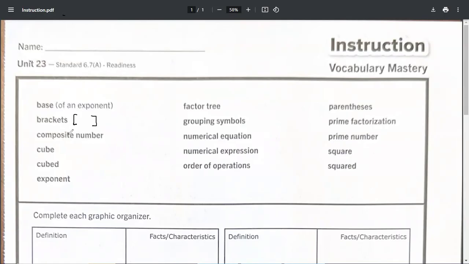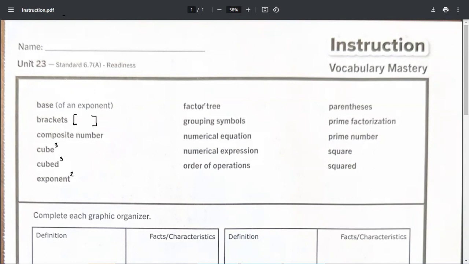Composite numbers. Composite numbers are anything that is not prime, and you're going to learn about prime and all that in a little bit. Cube is when you say it's a 3D shape, or if you say it's a cube like to the third power. Same thing with cubed, right? Cube is present and cubed is past tense, but those are when you're saying it's to the third power. An exponent is when these right here, an exponent are those little numbers. It could be a 2, a 3, or 4. An exponent are those numbers up on top.